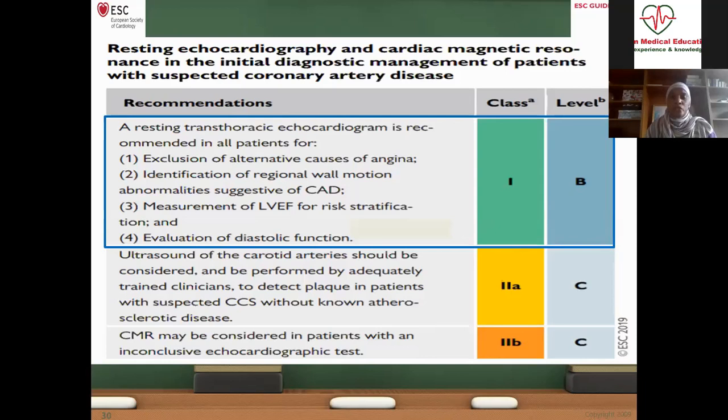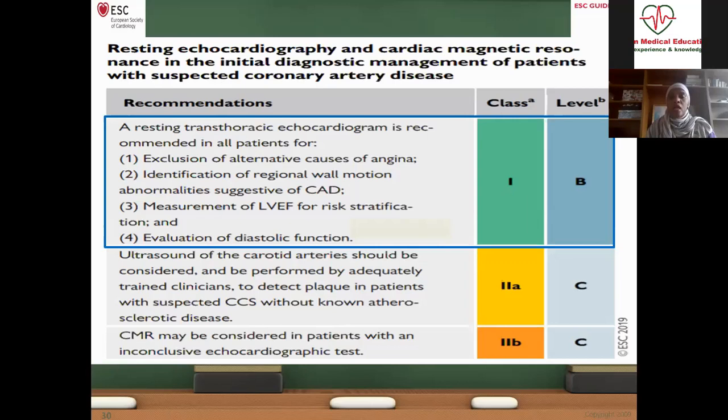Class two A recommendation is ultrasound of the carotid arteries for those without known atherosclerotic disease. So you should consider this test for those patients.